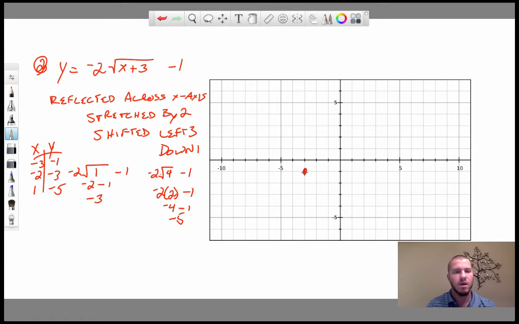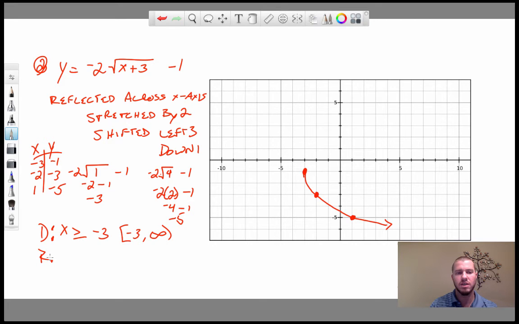So I have the starting point, then -2, -3, and +1, -5. So the graph's going to look like this. And it's going down, remember, because this is a negative. So my domain is going to be all the x values greater than or equal to -3. So that's going to be from -3 to infinity. And my range, this is where it's going to change because all the y values are going down from this point. So it's going to be y is less than or equal to -1.